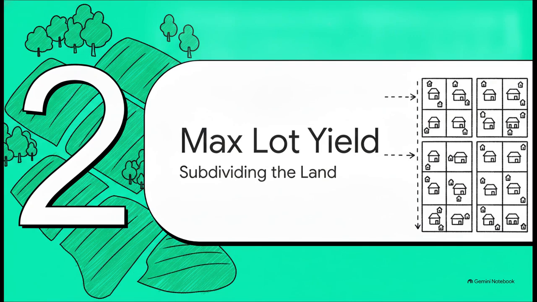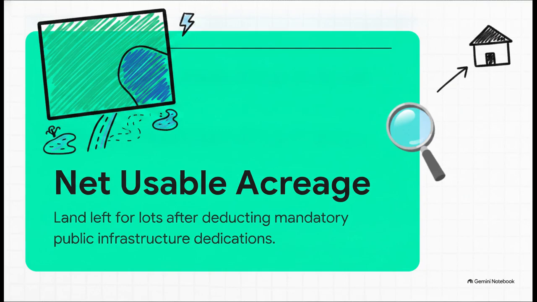Section 2. Calculating maximum lot yield, subdividing the land. Let's move to our second phase and see how this all builds together. Imagine taking a large multi-acre parcel of raw land and mathematically chopping it up into a residential subdivision. But before we can build a single house, we absolutely must define net usable acreage.